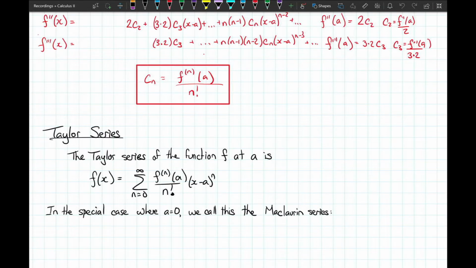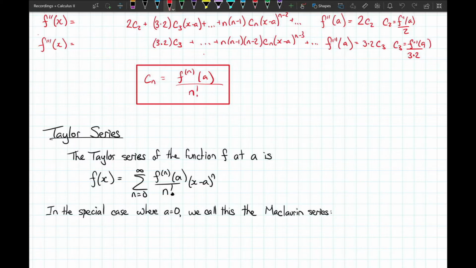After going through that process and figuring out what the coefficients need to be, we say that the Taylor series of this function f at a, because it's currently centered at x equals a, is the series from n equals 0 to infinity of the nth derivative of f evaluated at a divided by n factorial, those are our coefficients, times our x minus a to the n. And that is just generally the form of a power series centered at a.